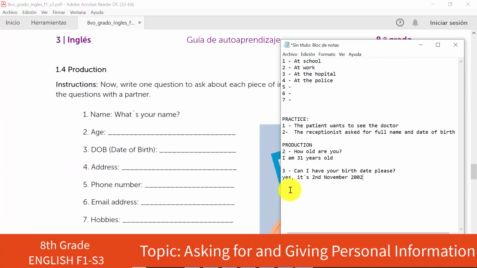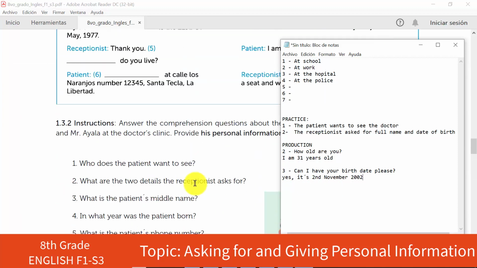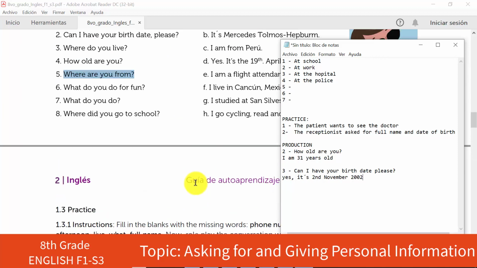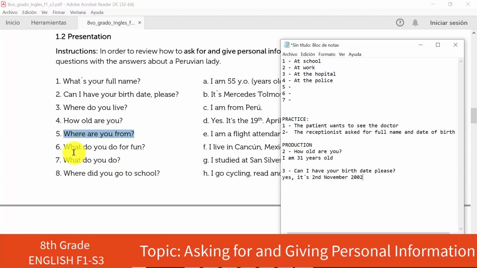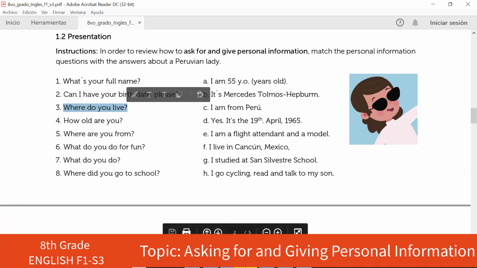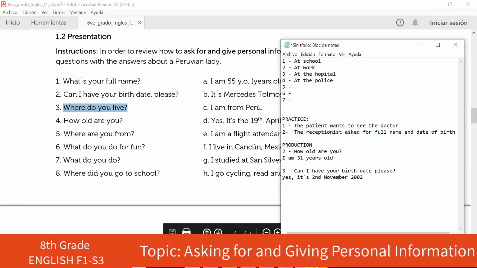Address. ¿Cómo se pregunta la dirección, teacher? Vamos a ver otra vez allá arriba. Let's look at the example in the presentation part. Number 3. Where do you live? ¿A dónde vives? Escribamos eso, pues. Number 4. Here. Where do you live? Okay, where do you live? The question mark, signo de interrogación.